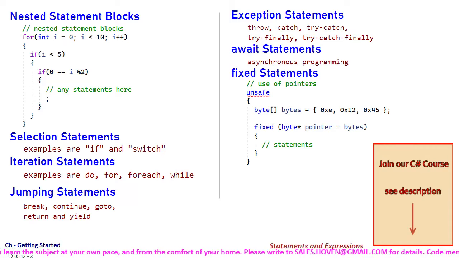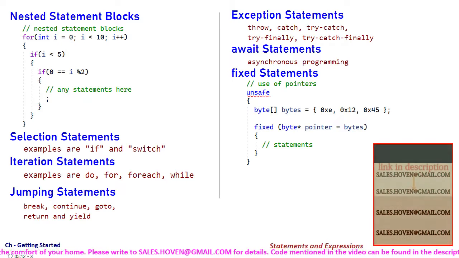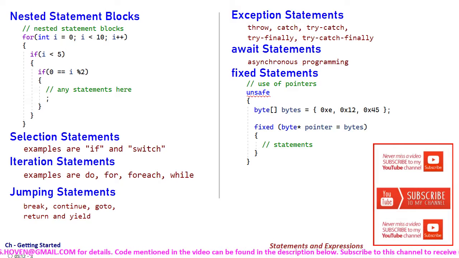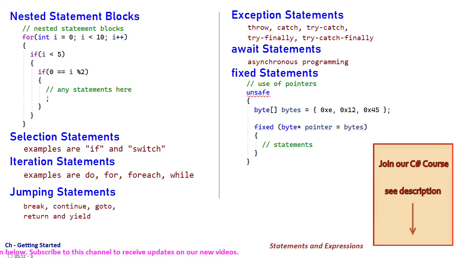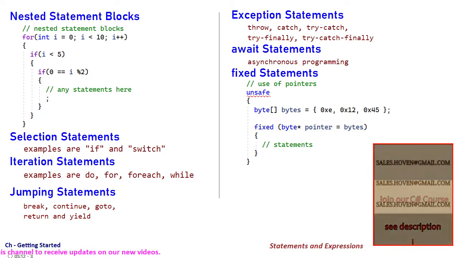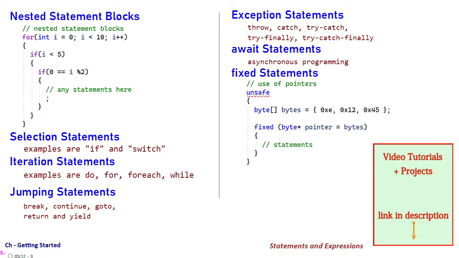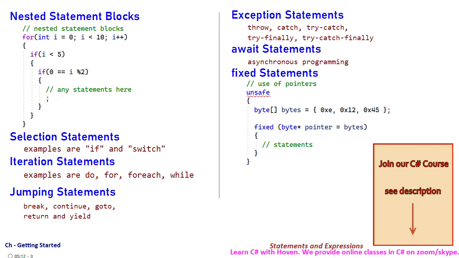Then we have fixed statements. Fixed statements are used to prevent the garbage collector from moving your object. For example, this code uses pointers in an unsafe block. You are seeing a small error here because some compiler switch is required for enabling unsafe code. We haven't done that, so that is why some error is shown here. But expert programmers can use that switch. So the fixed statement will prevent the garbage collector from moving the byte array. These unsafe statements are actually the statements that use pointers. So that is why we have used a fixed statement for preventing the pointer from moving.